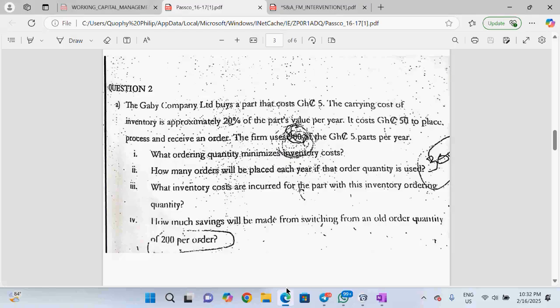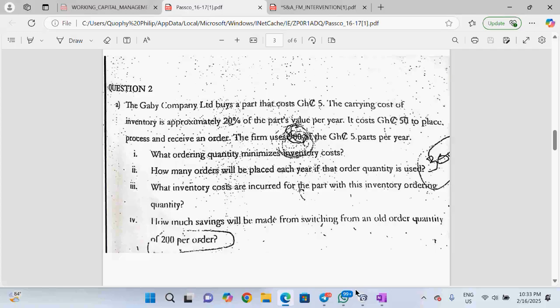What is the inventory cost? So inventory cost is holding cost plus what? Ordering cost. Do you remember? Inventory cost is ordering cost plus what? Holding cost or carrying cost. Right.